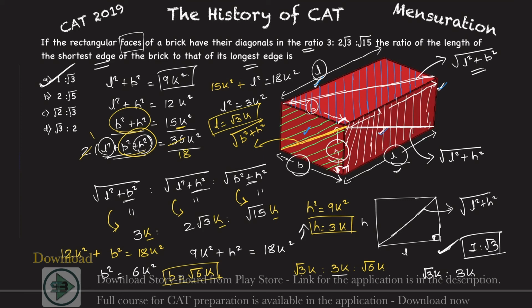What will I write this to be? I'm sure many of you must be having a doubt here as well: why did I write square root of L square plus B square is equal to 3K? How do I know that this is equal to 2 root 3 into K, and how do I know that this is equal to square root of 15 into K? Take anything anywhere. Even if you had written this here or this here, the answer would still have been the same.